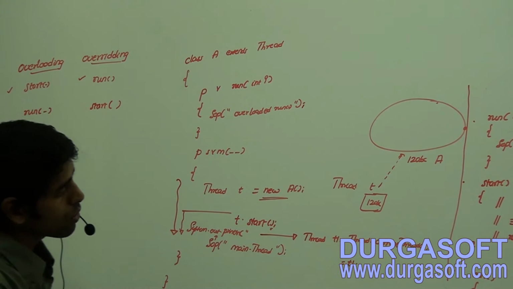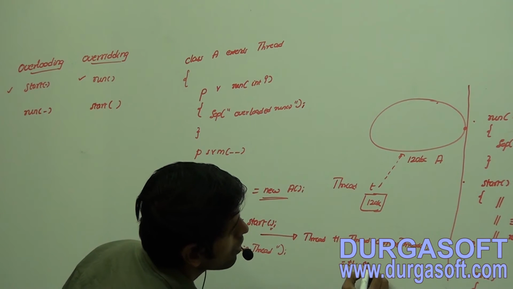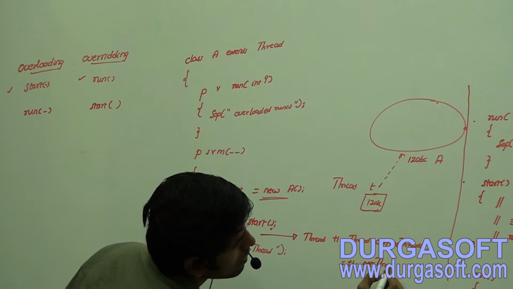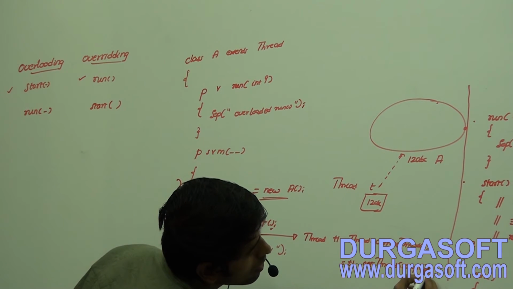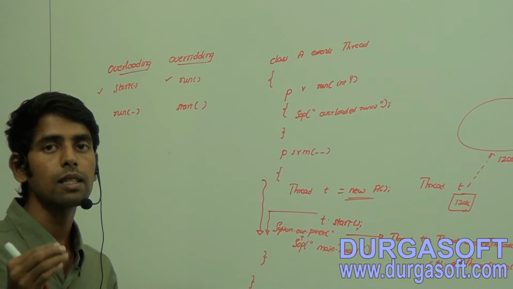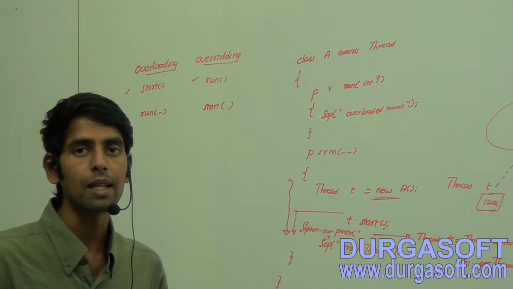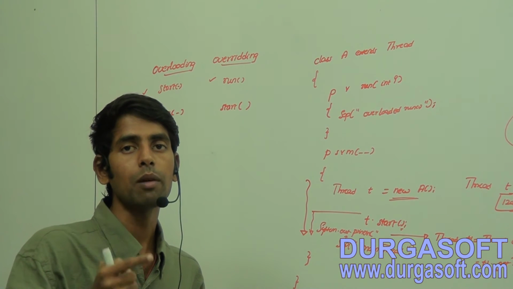Do you know what that is? getThreadGroup. It is going to return main. I have discussed this one: the main thread's customized name is main, and the main thread has one parent group, a parent thread group. That group name is what? Main.